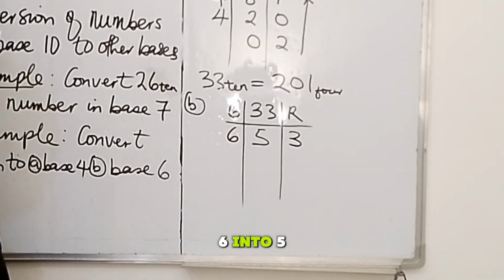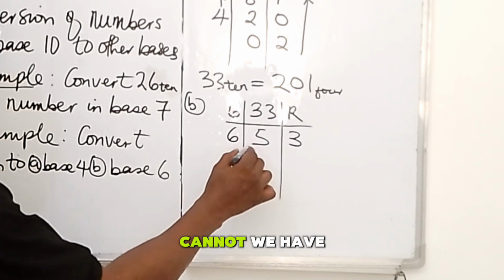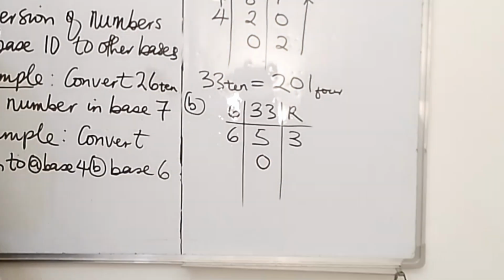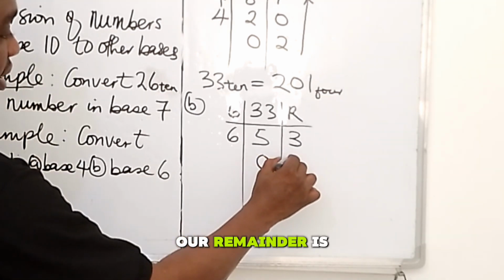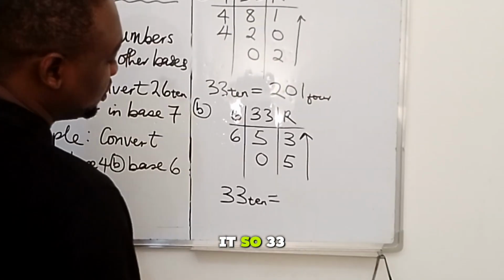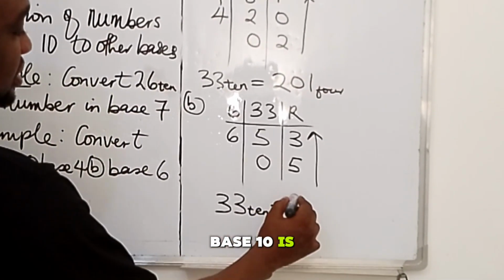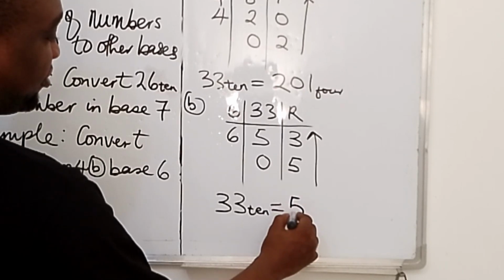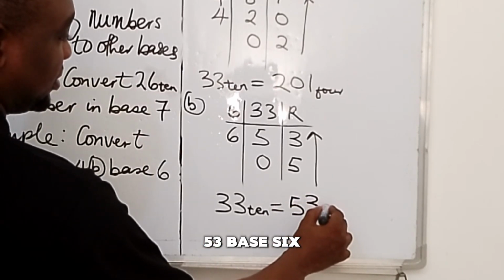6 into 5 cannot. We have a 0. And what is our remainder? Our remainder is what? 5. So that's how we call it. So 33 base 10 is actually 53 base 6.